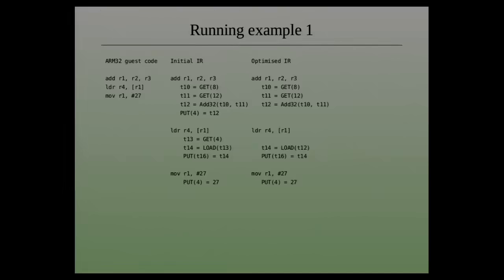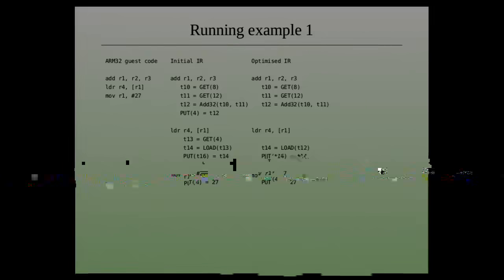So the front end translates each instruction individually. For example, for this add instruction, we have three temporaries, T10, 11, and 12. We're going to fetch the register state, and these numbers are these offsets in that struct on the previous slide. This is completely arbitrary offsets, but it has to be connected to the structure somehow. Then we're going to add them together, producing another temporary, and then we're going to park the result back in the slot for the destination register R1. So that's the end of that.